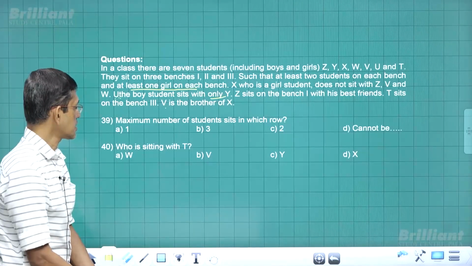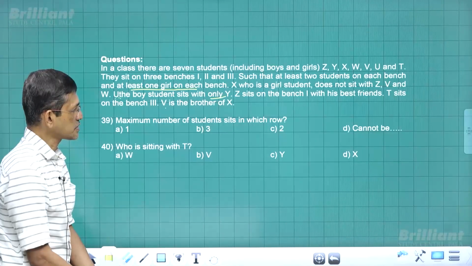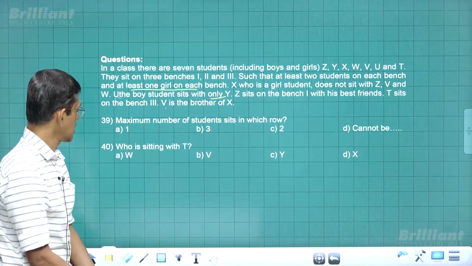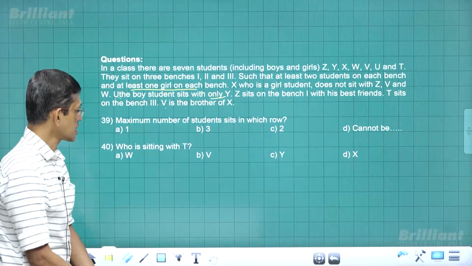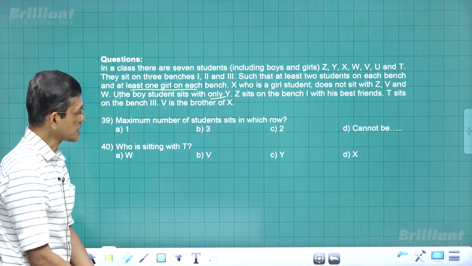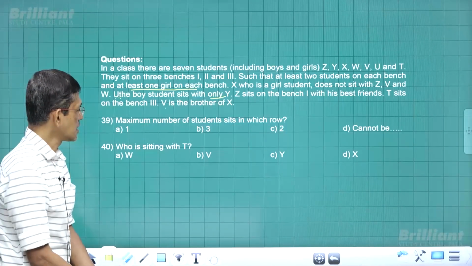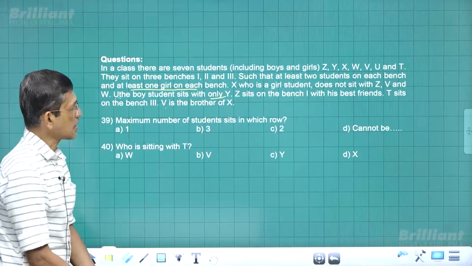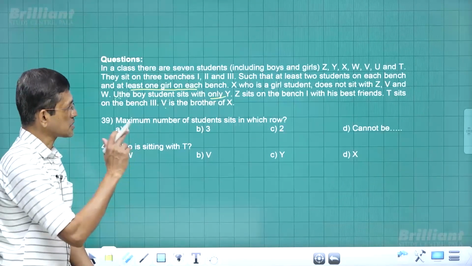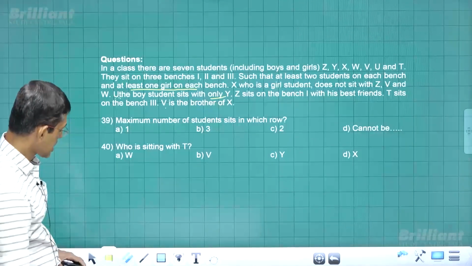Question number 39: maximum number of students sit in which row? And number 40: who is sitting with T? So these are the questions we have. Now we have to make that arrangement. 3 benches, 1, 2, and 3, right? So let's try that.